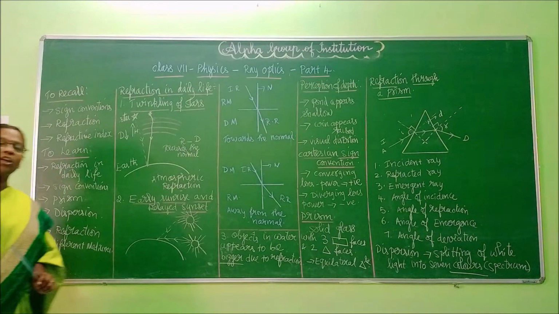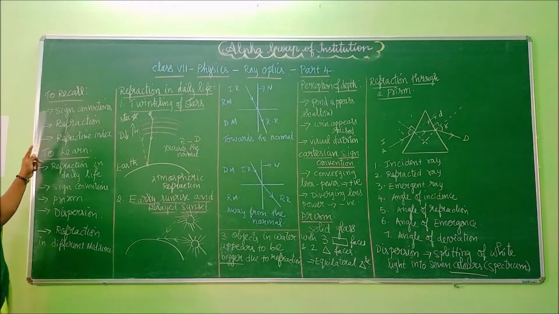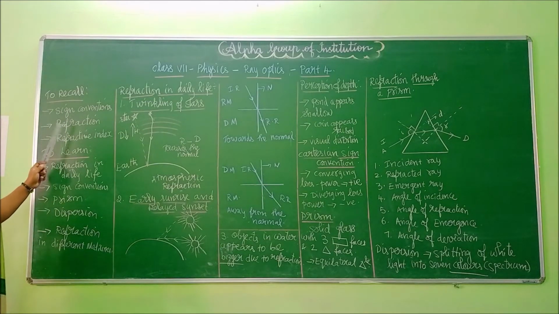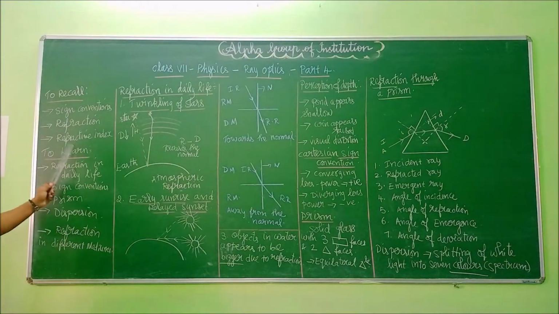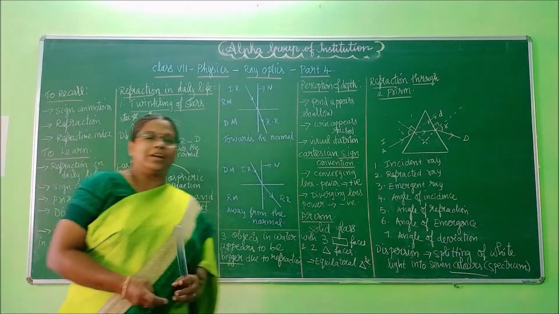Okay, what are the concepts that we have learned in the previous classes? In the previous class we learned about sign conventions that we have to follow in mirrors, and we studied refraction, laws of refraction, the refractive index, and related concepts and formulas.